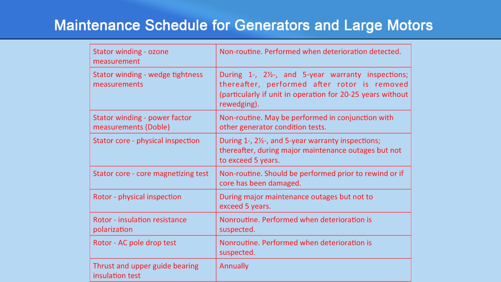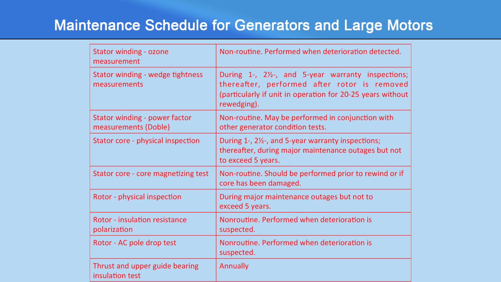Next one is stator core physical inspection. This is performed during first 2.5 and 5-year warranty inspections, thereafter during major maintenance outages but not to exceed 5 years. Next is stator core magnetizing test. It is again a non-routine test and should be performed prior to rewind or if core has been damaged. Next test is on rotor, which is the physical inspection, and it is performed during major maintenance outages but not to exceed 5 years.